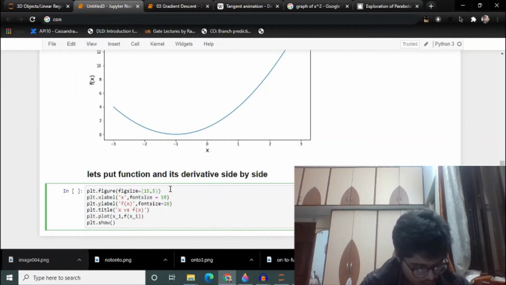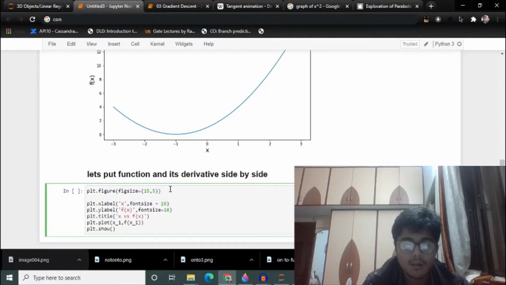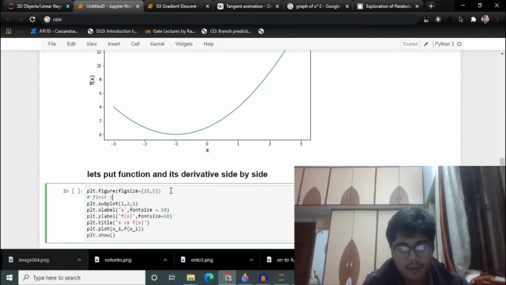So let's use this subplot, guys. plt.subplot: the first thing is how many rows. I want one row. How many columns? I want two columns. And this is the first chart. Okay, the first subplot. Let me put the comment first subplot. In that plot we are plotting x versus f(x).